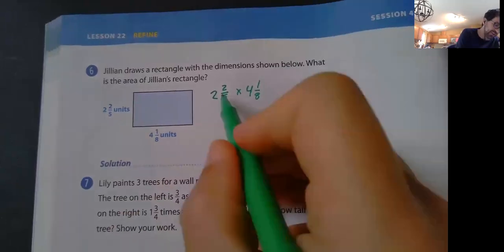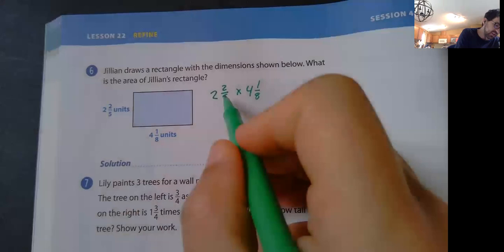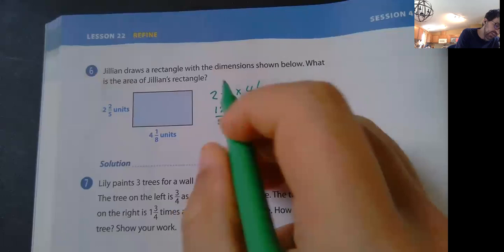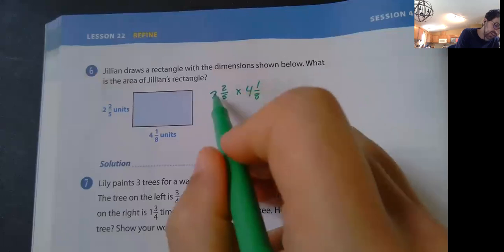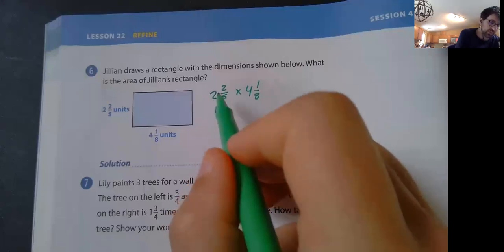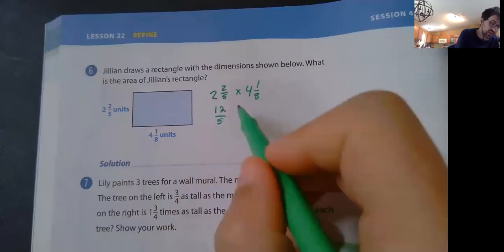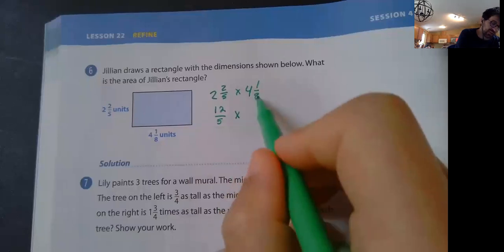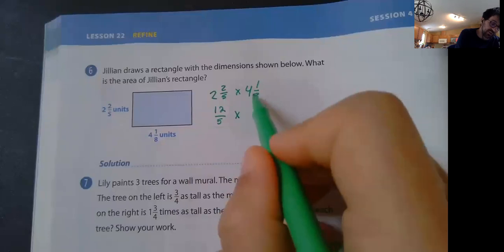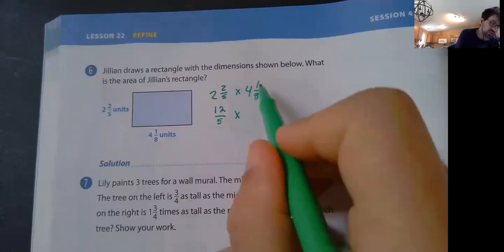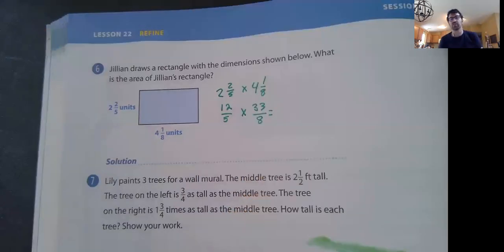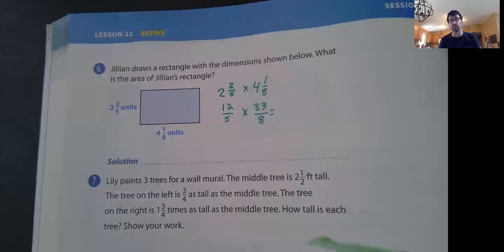If I make this into an improper fraction, this is going to be 12/5. I got there because 5/5 is 1 whole, so 2 wholes would be 10/5 plus 2/5 is 12/5. We're going to multiply this by, and again, I talked about that shortcut, 8 times 4 plus 1. So 8 times 4 is 32, 32 plus 1 is 33. So 33/8.